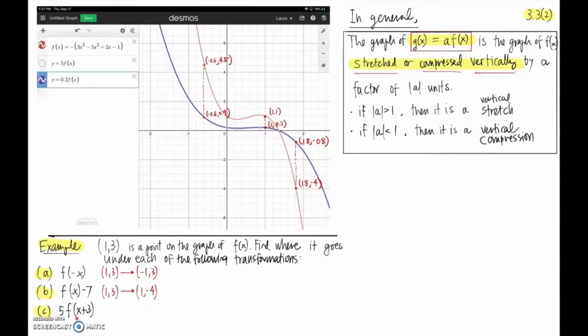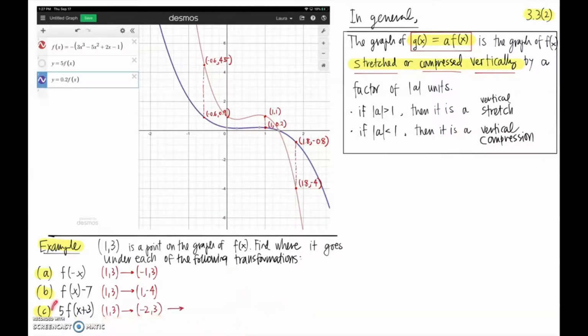So first of all, this horizontal shift to the left 3 units, we start at the point (1, 3), and we're going to go left 3 units: 1, 2, 3. And so that should get us to the point (-2, 3). But we're not done yet.